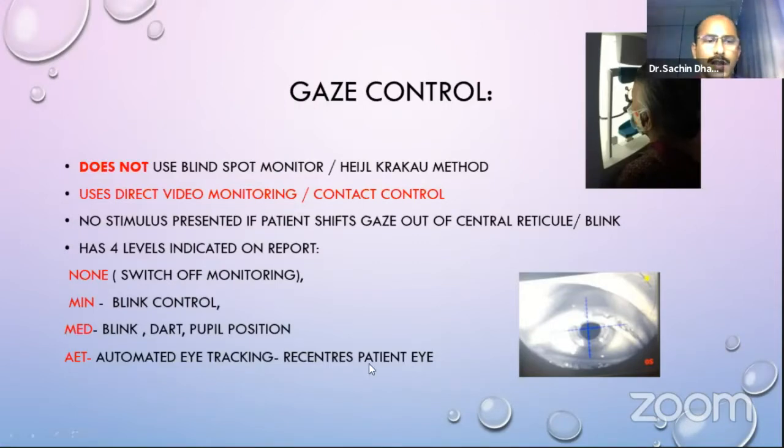It is commercially called as in 4 levels: none, minimum, medium, and automated eye tracking. In the automated eye tracking, the patient face is again recentered to come in the center of the lens, but we usually do not use that because it is not required. Patients do well with the medium control, that is the blink, dart, and pupil position control, exceedingly well.